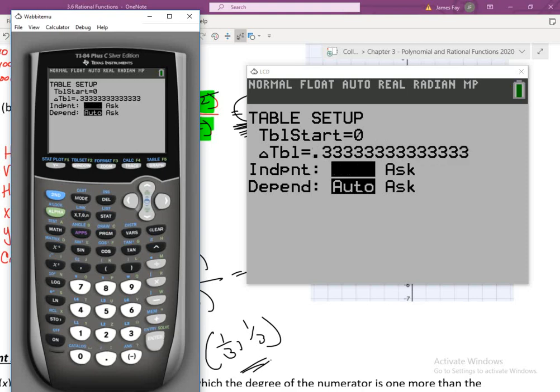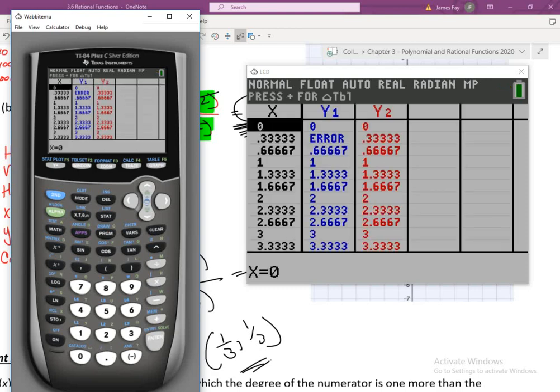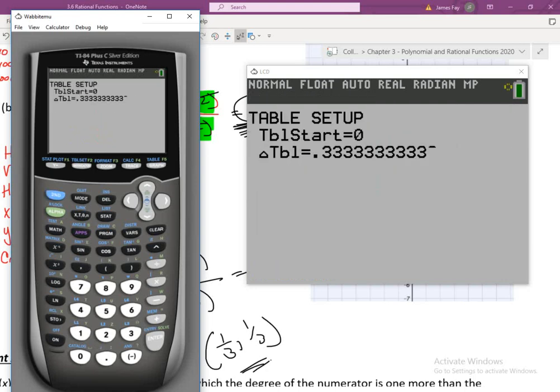Hit enter, and now I'm going to go second table, and now you see my x's changed by a third, right? And there you see your error. So at 1/3, comma 1/3 is where you have your hole. Does that kind of make sense? Now, some people don't even like doing that, which is fine. I really don't like doing that.